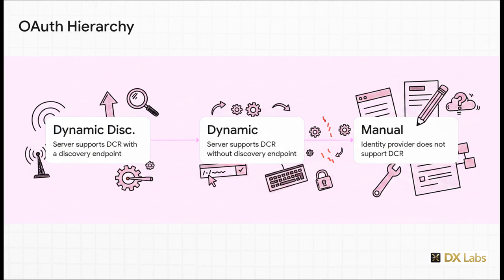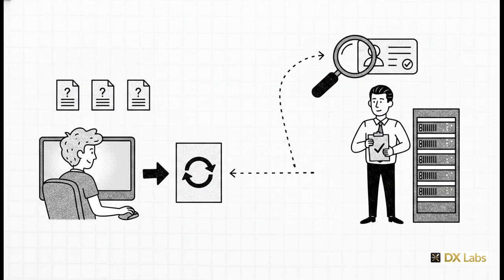Step 2 is dynamic. Here, the service supports DCR, but you actually have to type in the URLs manually. And Step 3 is manual. This is used only when the identity provider does not support DCR at all. Let's drill down into that manual setup because it's a bit more involved. If you have to use manual OAuth, you're absolutely going to need some help from your IT department. The agent needs to talk to the identity provider admin. You have to manually provide the client ID, the client secret, and all of the endpoint URLs.